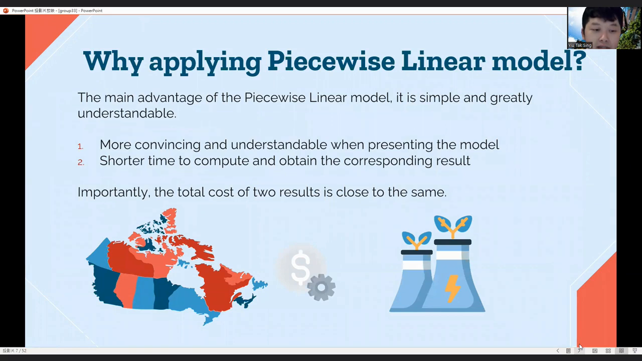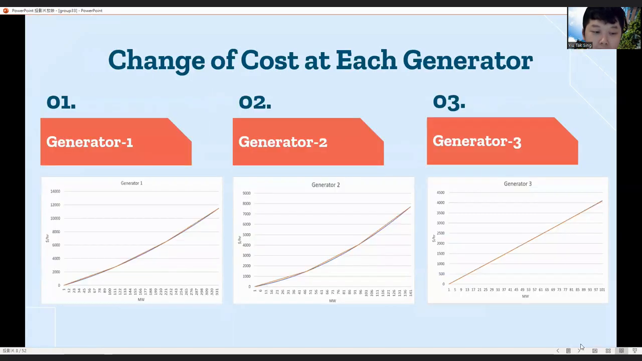The piecewise linear model offers simplicity and ease of interpretation, while the polynomial model's optimal power flow calculation is more complex, leading to longer computation times. Despite these differences, both models can provide valuable insights into the behavior of LMP under various conditions.